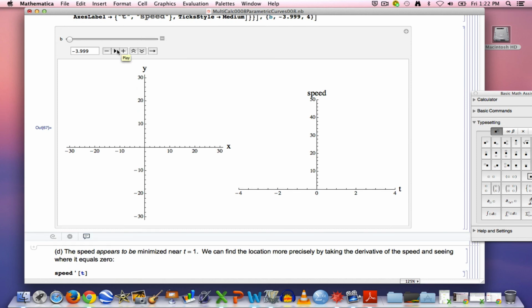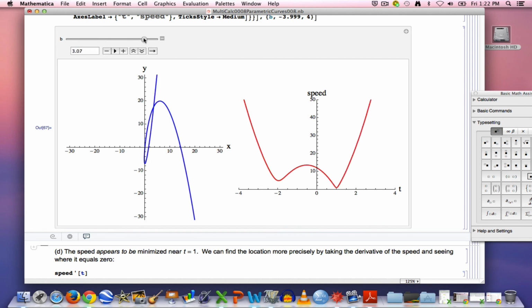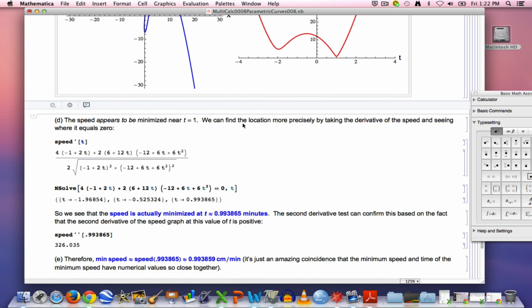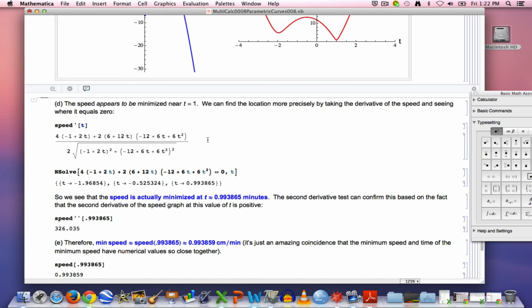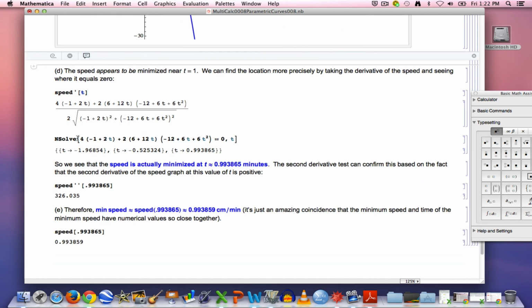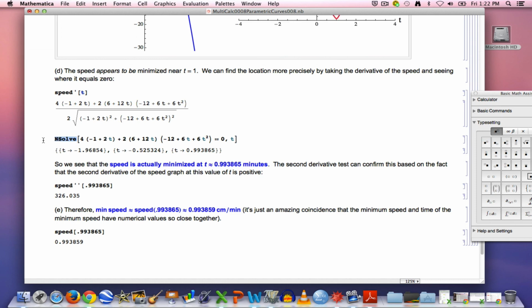This one's a little bit more interesting, actually. The speed is not an even function. And you can see it looks like it's minimized near 1. It's actually not exactly 1. If you find the derivative, set equal to 0, use either FindRoot or NSolve. Those work more nicely in terms of approximating. The speed is actually minimized at about 0.99 minutes, and the min speed is about 0.99 centimeters per minute. And it's just a coincidence that those happen to be so close together.